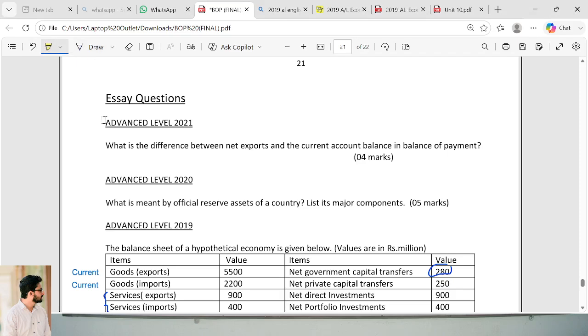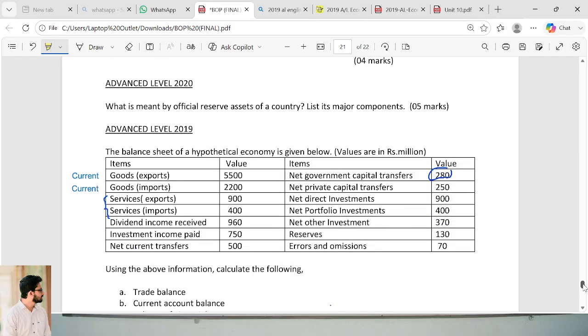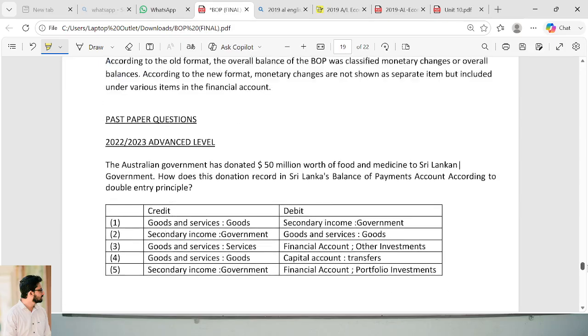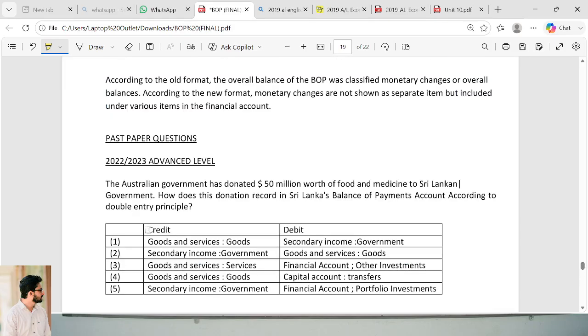In 2021 there's a question: what is the difference between net export and the current account balance in the balance of payment? 4 marks, very simple, lamai. What is meant by official reserve asset? We haven't completed this part, I'll do it next day. Then we need to complete. You can do this question, it is a very creative question. MCQ, complete this question as homework.